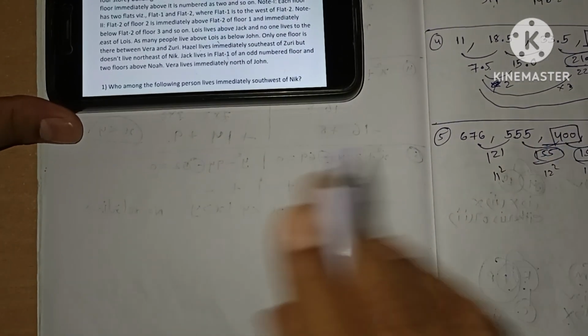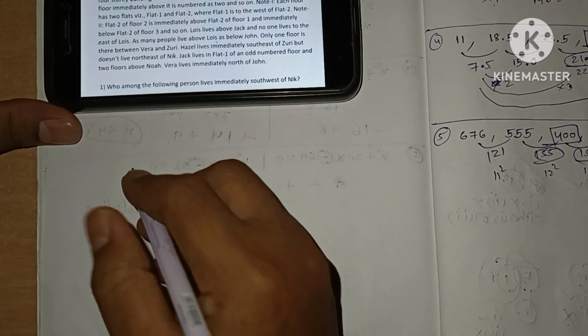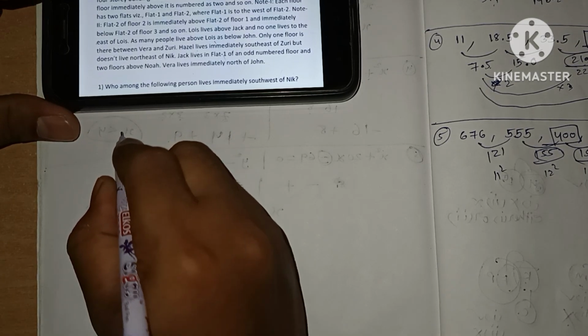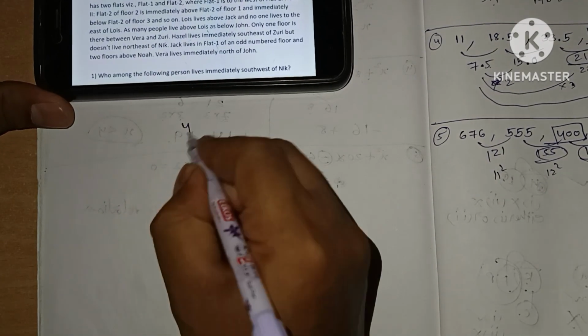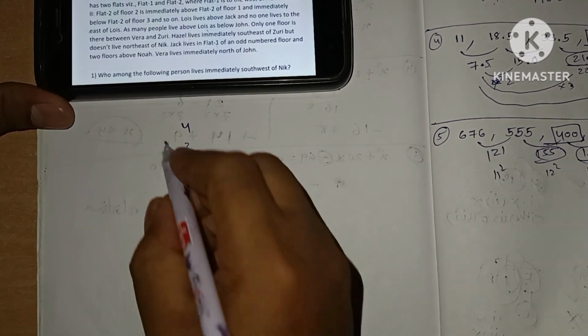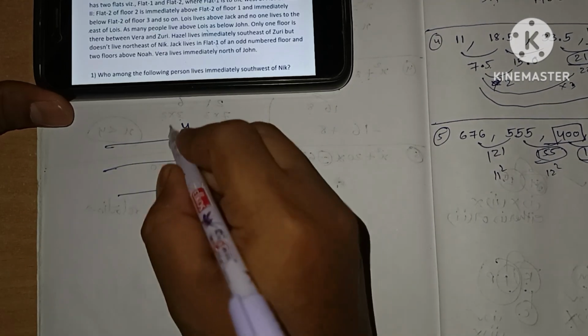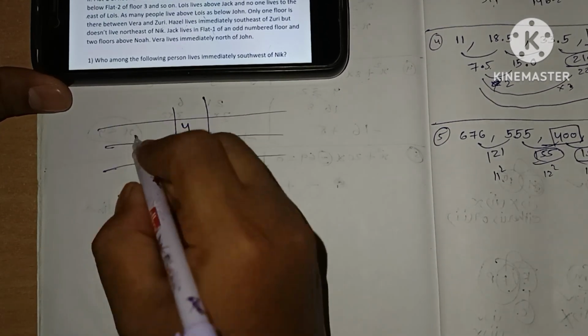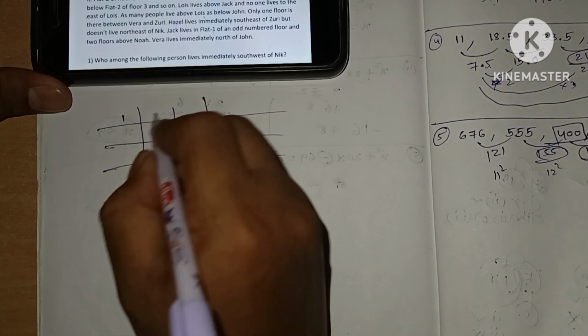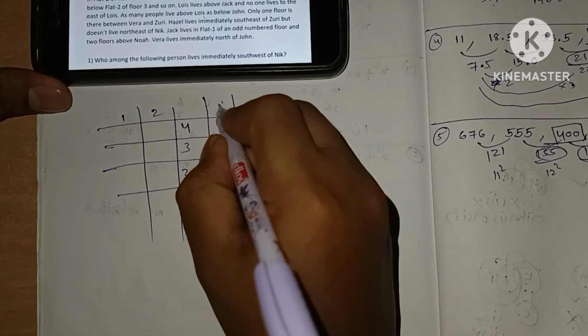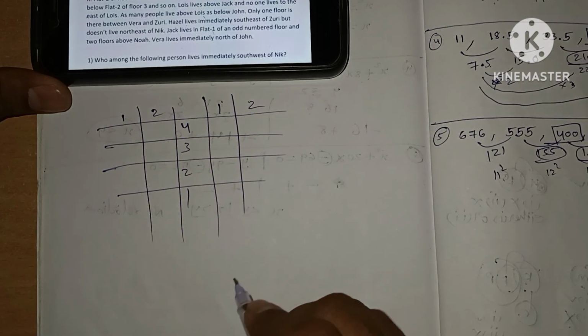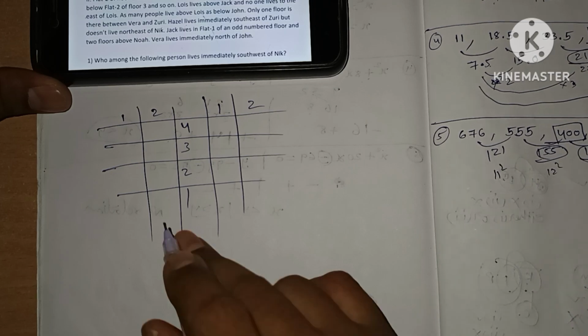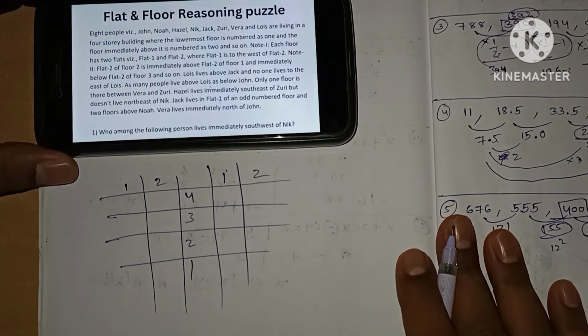So first we need to note what the question is about, the floors and flats. So we'll take 4, 3, 2 and 1, and 2 flats. Flat 1 is west of 2. Flat 1 is west of 2. Okay. This is how we write first. Next.